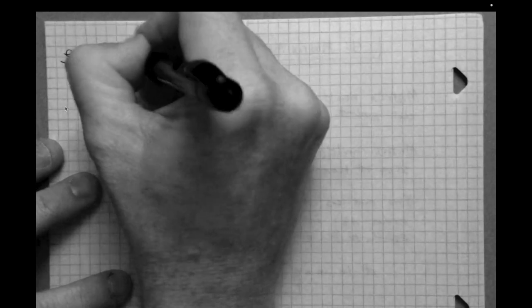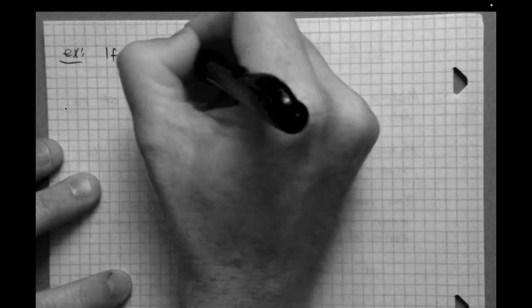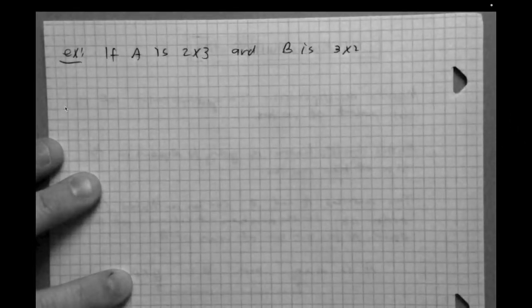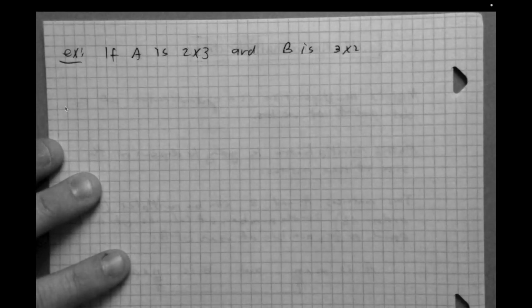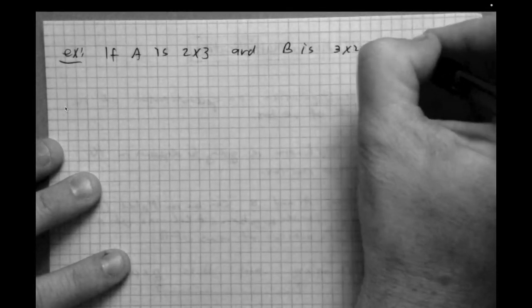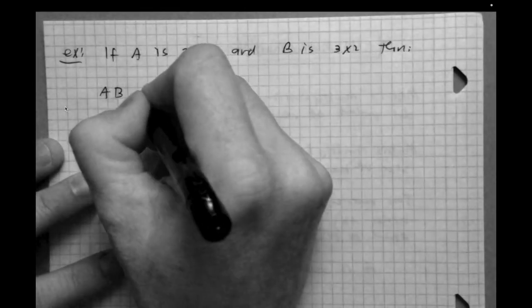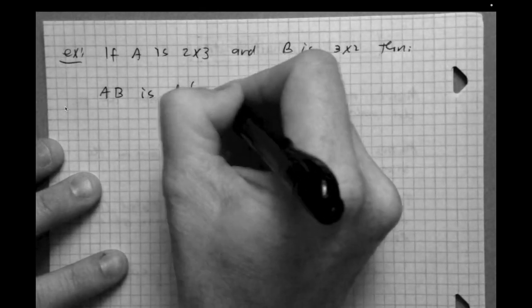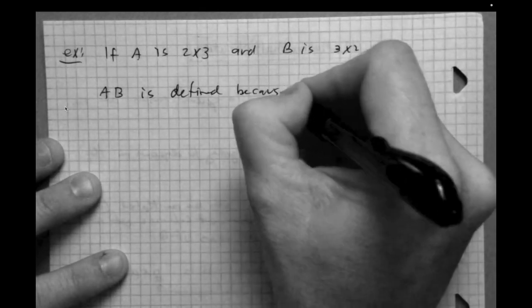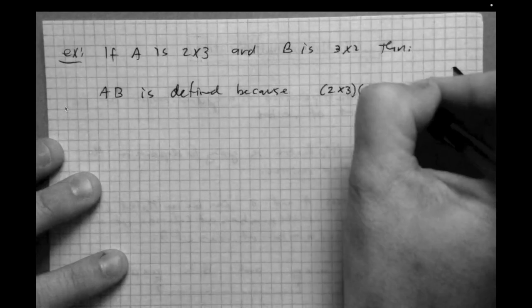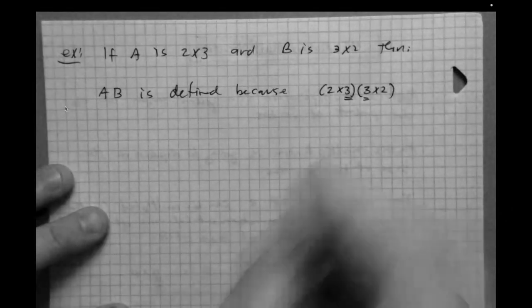Let's do an example here. We won't do the multiplication yet because we haven't talked about how to do it. But if A is 2 by 3 and B is 3 by 2, then can we multiply A and B? Well, yeah, so we can do the product AB. A times B is defined because, remember, you've got a 2 by 3 multiplied with a 3 by 2. So here they agree. These are equal.